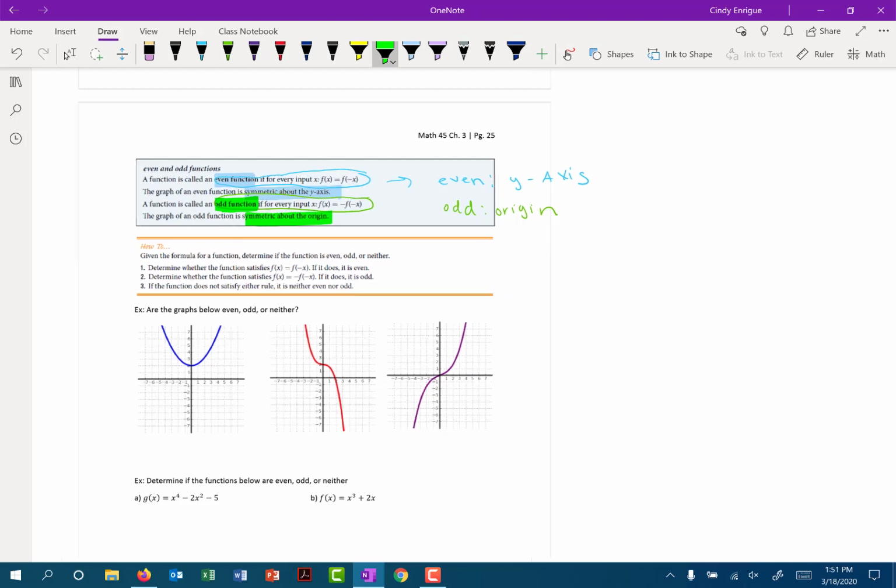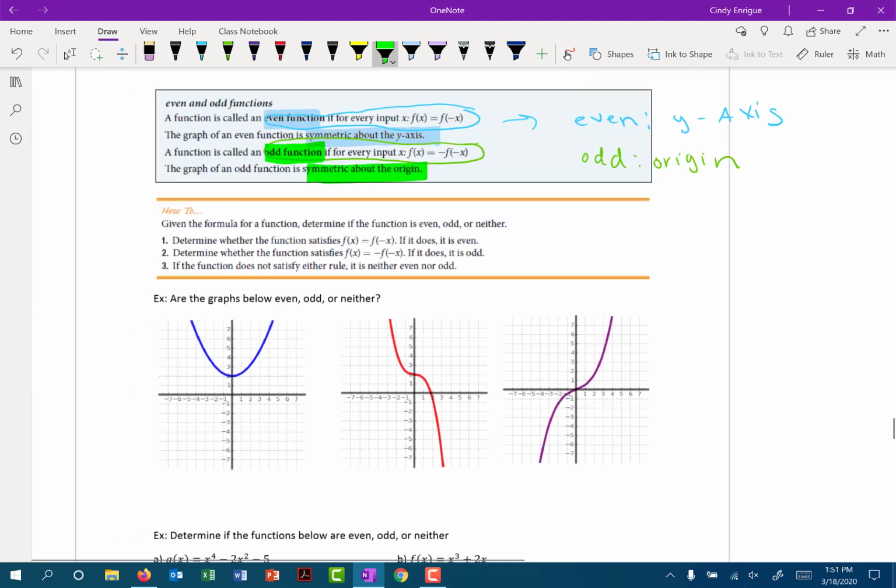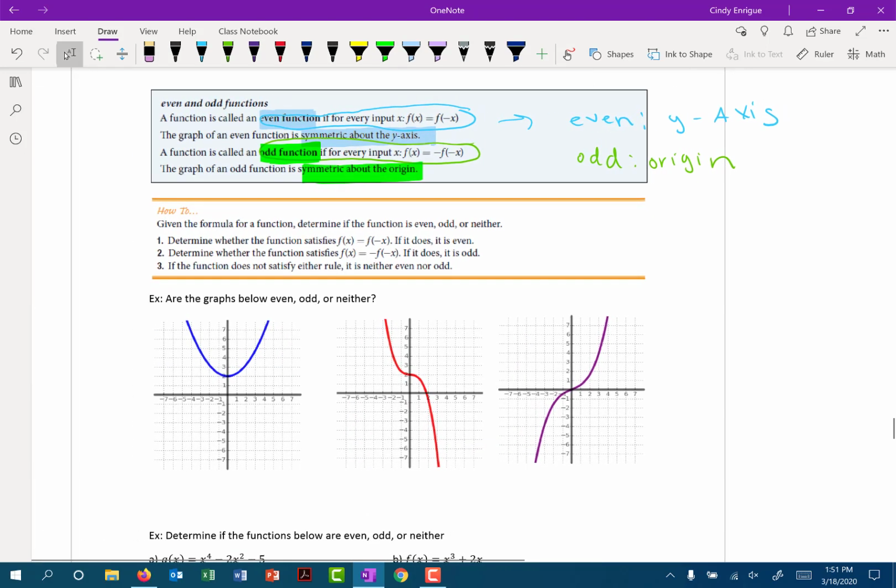So let's look at these graphs below. When I'm looking at these graphs, I see this parabola. Well, where is the mirror image? Well, I can see that the origin is here. So if I'm thinking about the origin, is this side the same as this side? No, so it's not symmetric about the origin. So that doesn't help us at all.